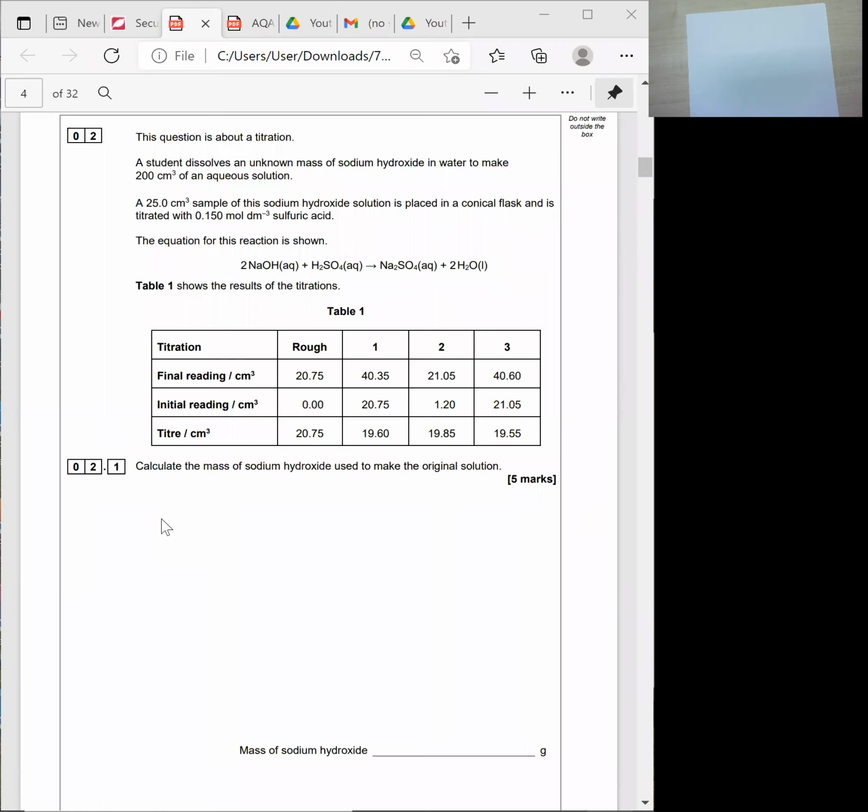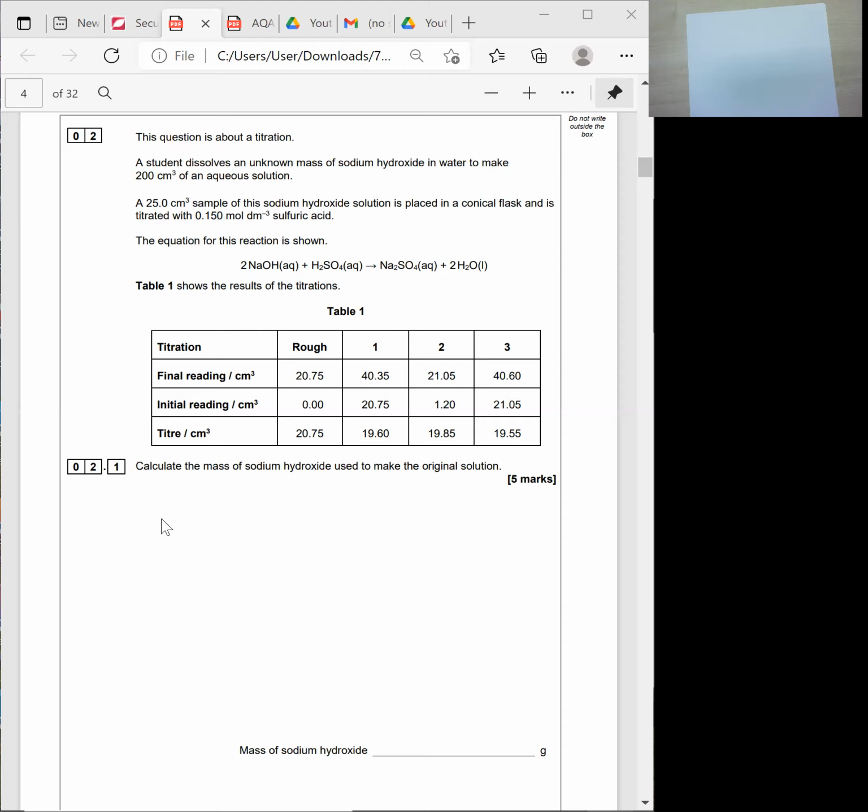So you can see here, this question is about titration. A student dissolves an unknown mass of sodium hydroxide in water to make 200 centimeter cube of aqueous solution. A 25 centimeter cube sample of solution is placed in a conical flask and is titrated with the sulfuric acid. You can see the question there, okay? You can see the equation. I would suggest maybe write down the equation because I will be using that. And also, this is the table of results that I'll be using for the question.